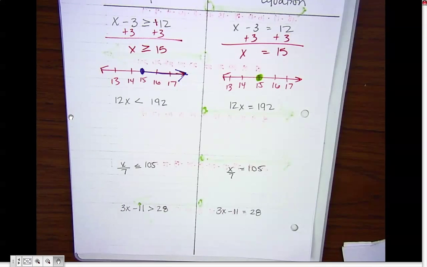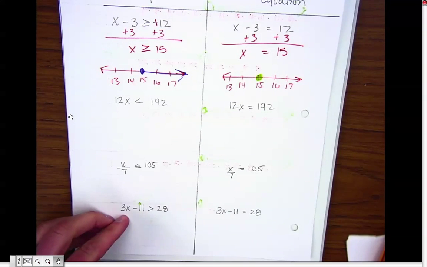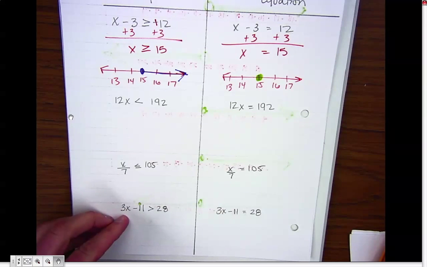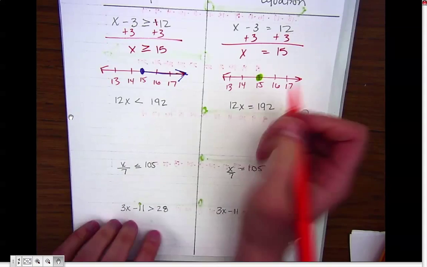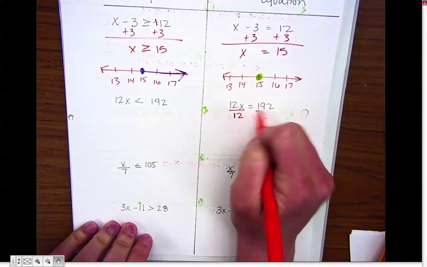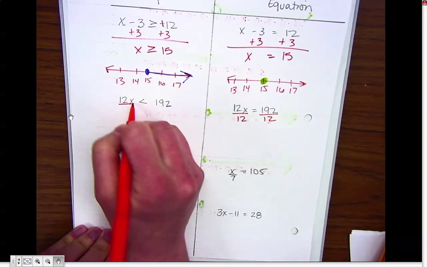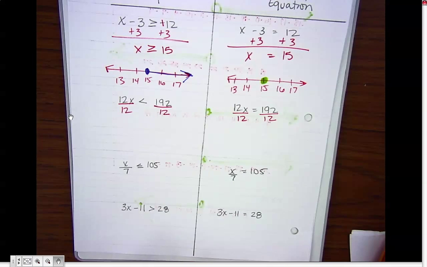Let's look at the next one. So here I have 12x is either equal to 192 or is less than 192. So what am I going to do? Well, I'm going to divide by 12. Multiplication is going on, so that means that I need to do the opposite operation, and that's division. Nothing has changed from what you learned with solving equations. We are solving these the same way.